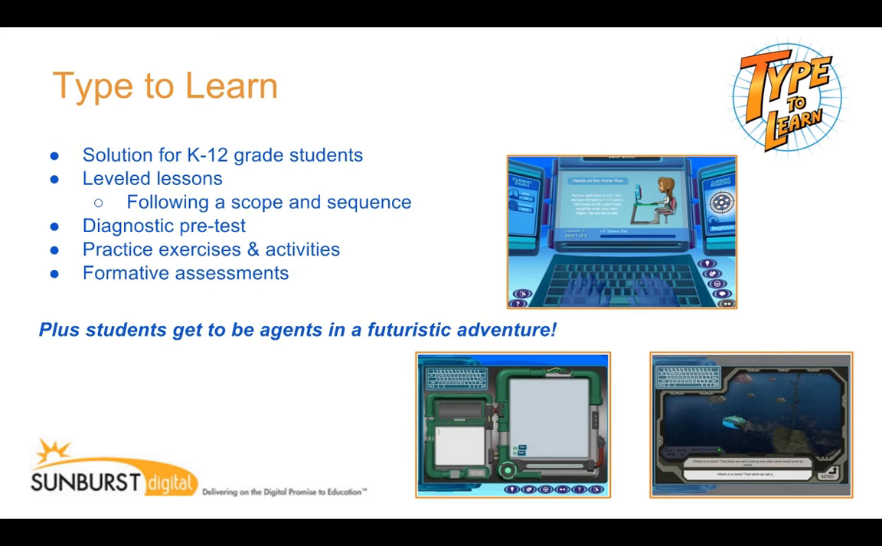Type to Learn focuses on improving students' keyboarding skills through a cycle of review, demonstrate, practice, and assess. There is a diagnostic pretest that can be taken or remain optional for students. Lessons and assessments follow a scope and sequence, and there are 6 formative assessments embedded in this sequence.